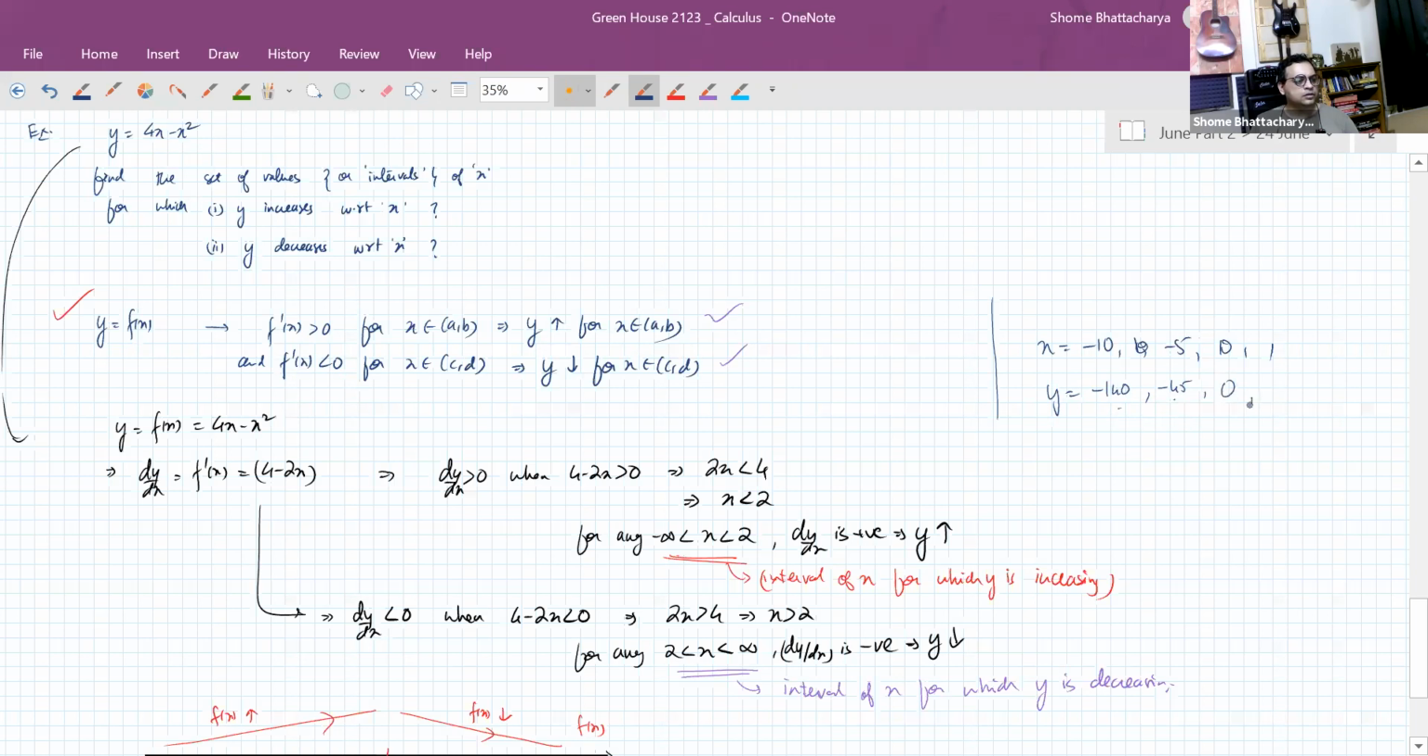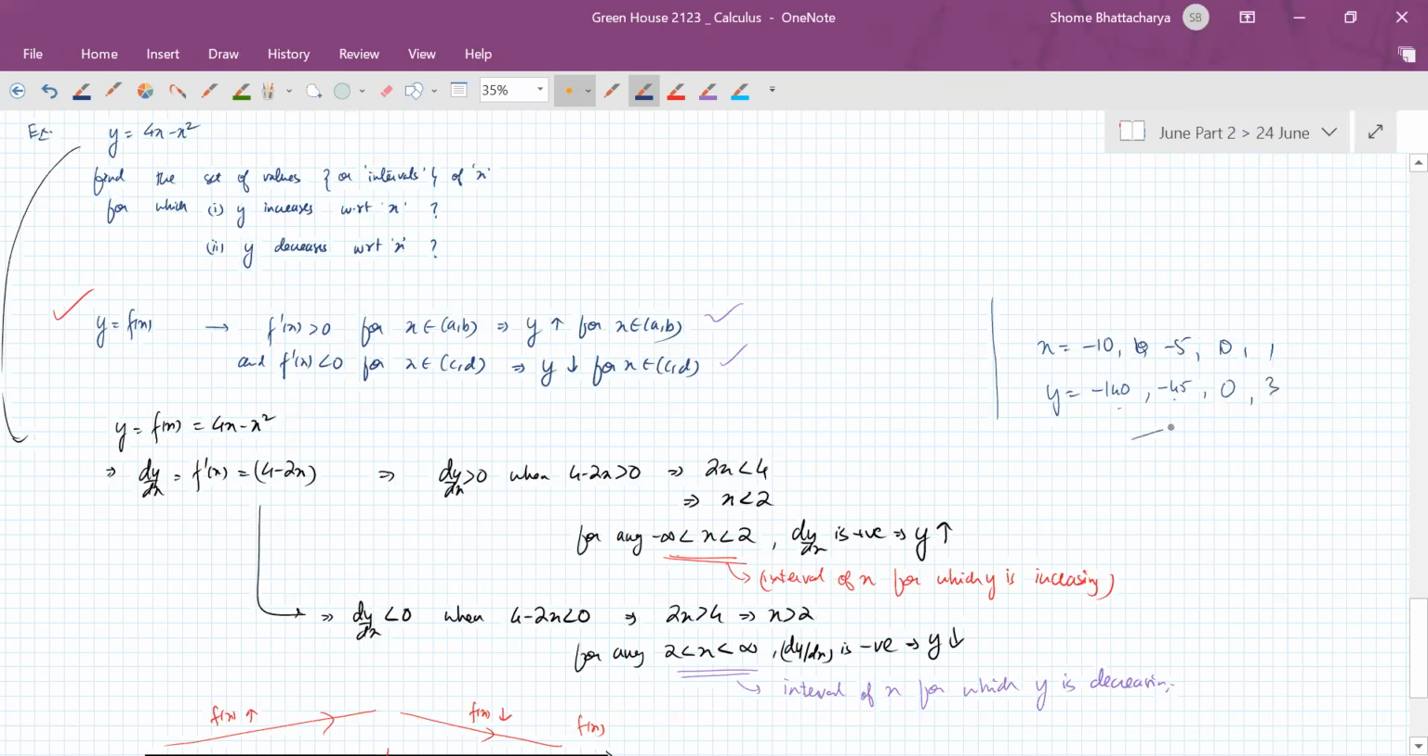At 0 it is 0. At 1, how much is it? You'll see it will further rise. 4 minus 1. So it becomes plus 3. So you can see y is increasing.